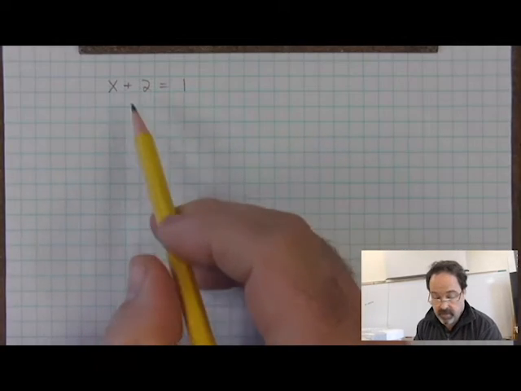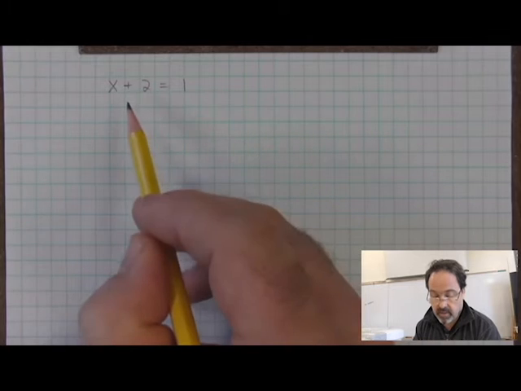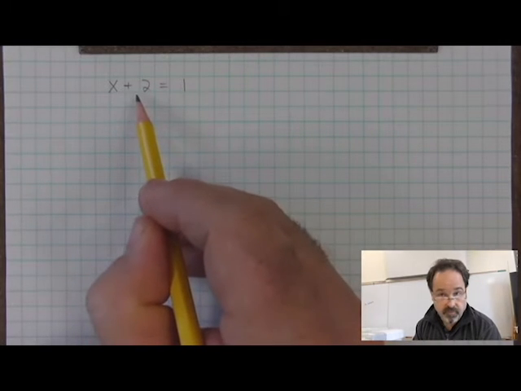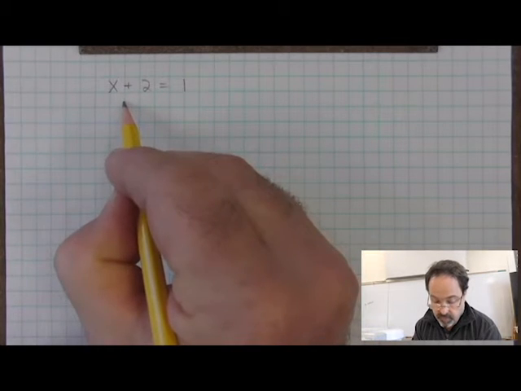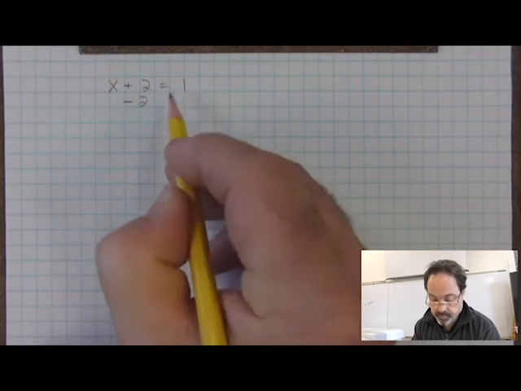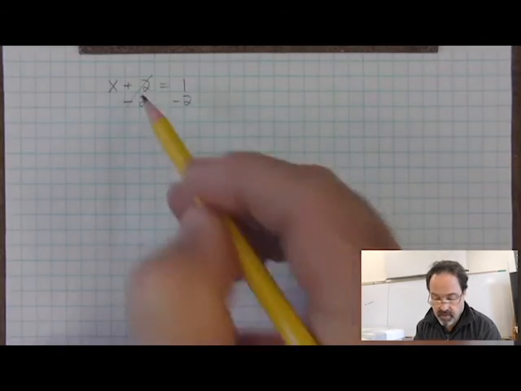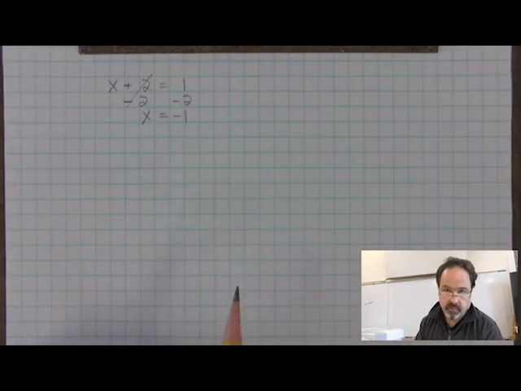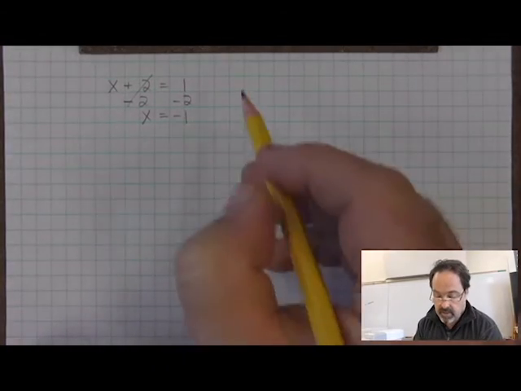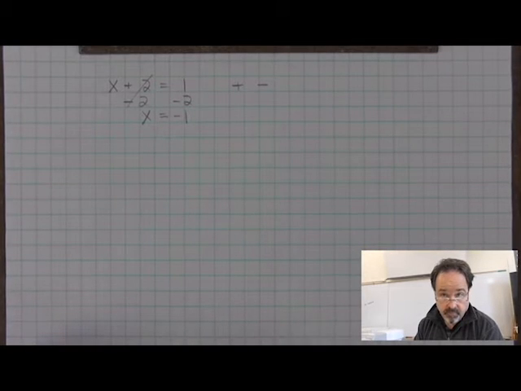For example, if we had the equation x plus 2 is equal to 1, we need to undo the addition of 2 to get x by itself. The inverse operation to addition is subtraction. So if we subtract 2 from both sides, they will cancel out, leaving x by itself. We can evaluate the right side. Addition and subtraction are inverses of each other because they cancel each other out, or they undo each other.